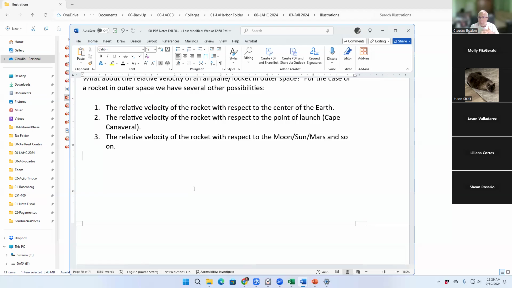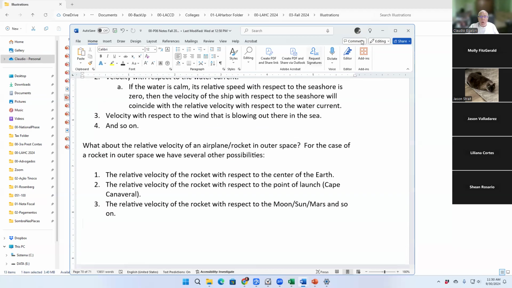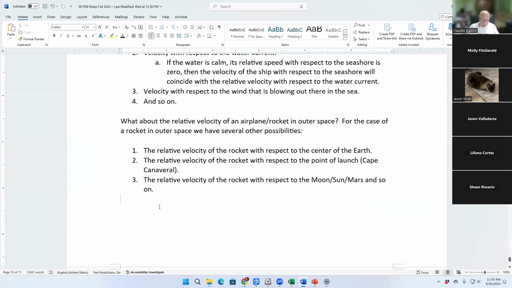When I was a pilot, I used to do those computations with the analog computers we used to have there in the aircraft. And that's the importance of this concept of relative velocity.